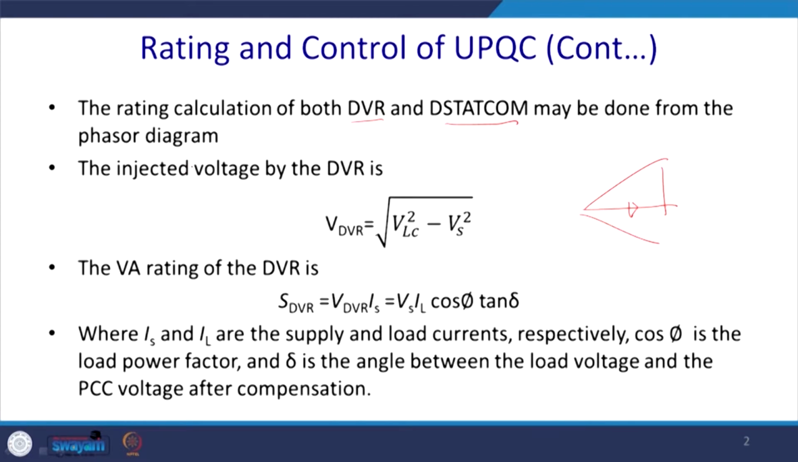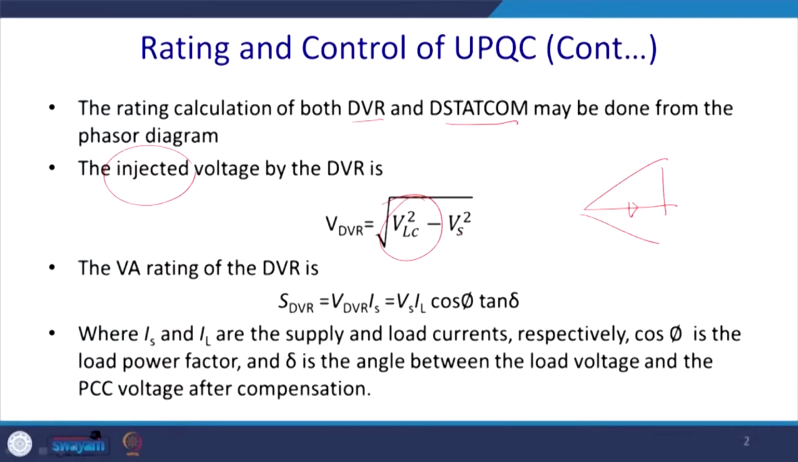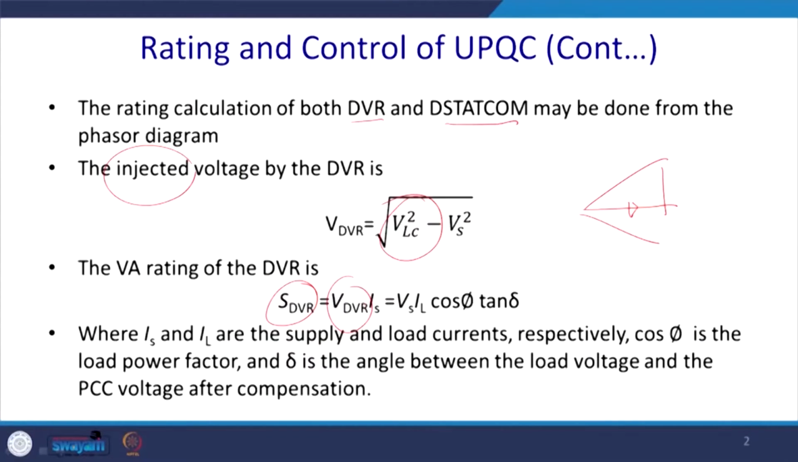So, the injected voltage of the DVR is given by the square root of, this is the voltage after compensation and this is the voltage before compensation. So, the DVR voltage is the square root of VLC squared minus V squared. The rating of the DVR, S DVR, that is the kilovolt-ampere rating, is the voltage rating times the current flowing through it. Because it is a series connection, the current will be the same.